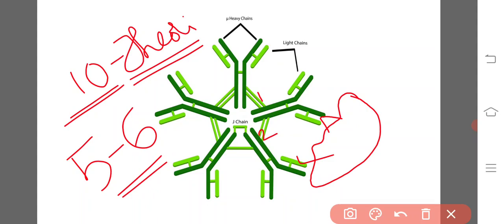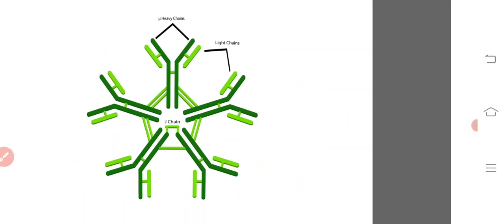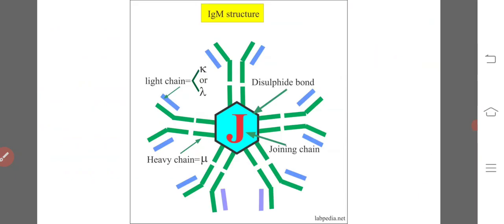The theoretical valency is 10, but it may fail to attach that many antigens at a time due to the large-sized antigens which are attached to one FAB region of one antibody. They may overlap the FAB region of another antibody, and thereby block the attachment of the antigen, so that the practical valency is only 5.